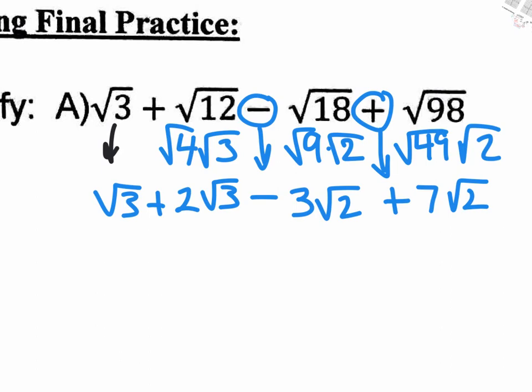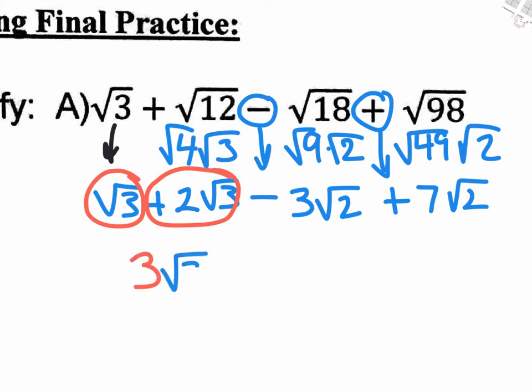So now that they're all simplified, now you could combine the terms that are alike. There's a square root of 3, there's 2 square roots of 3. So when you think about it, it's like saying x plus 2x's. Well, that'll be a total of 3 of those square roots of 3, okay? And we can't combine it with these other ones because these are square roots of 2.